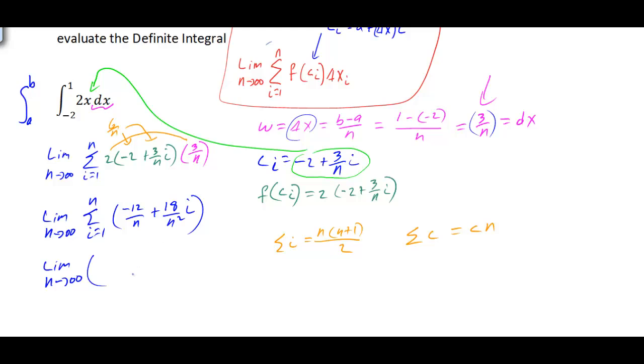Now to get rid of the summation, we're going to plug in our formula. So negative 12 over n is really our constant here. So that's going to be multiplied by n plus 18 over n squared. So here's your i. In place of the i here, we're going to plug in n times n plus 1 over 2. So I'm going to go ahead and distribute the n. So that's n squared plus n over 2.